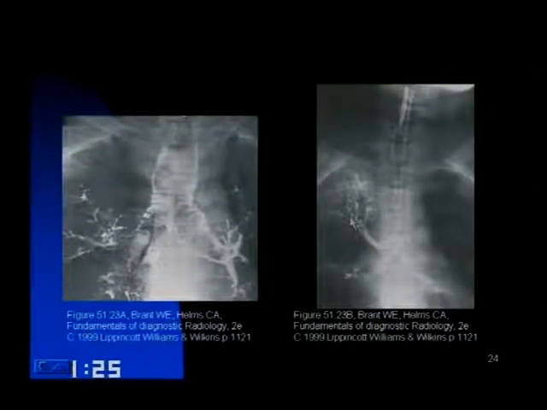The finding on the left shows an increase in tracheal dimension greater than 2 standard deviations above the mean. It's sometimes seen in prolonged ventilatory support or chronic infection, including cystic fibrosis. The finding on the right is actually the opposite, marked narrowing of the trachea.